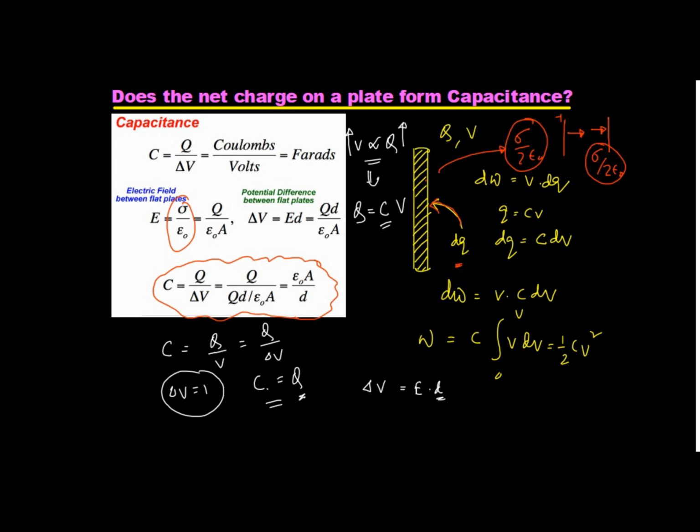In that process, you can see that whenever I give a small amount of elemental charge to this plate, subsequently the potential is rising, so there will be an electrostatic work done, that will be V into dq. Q is equal to, I have discovered, CV, so dq is C dV. Substituting it here and integrating the result, we get W is equal to half CV squared, and this will be stored as electrostatic energy in the plate.